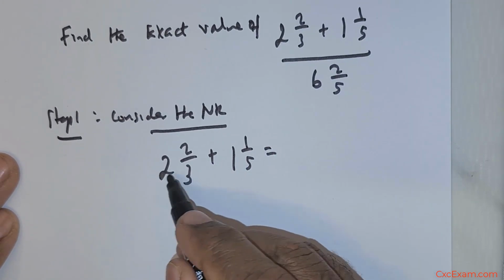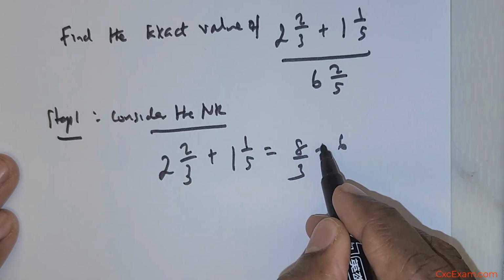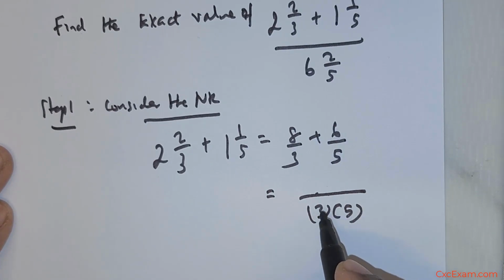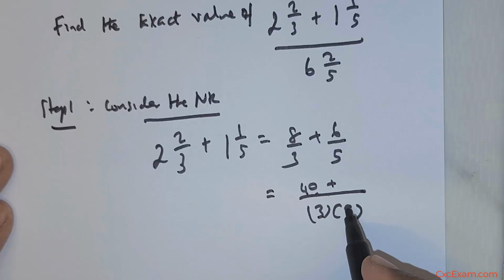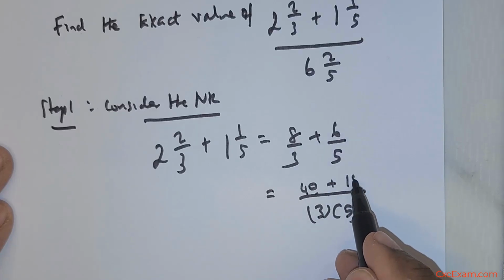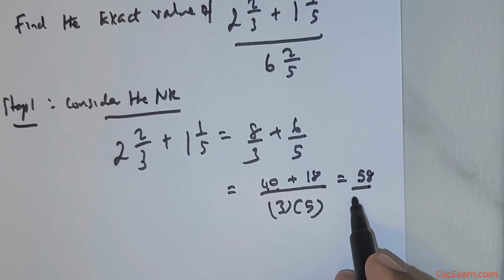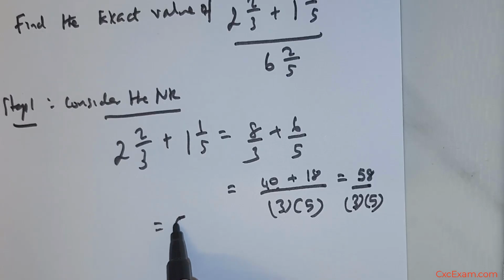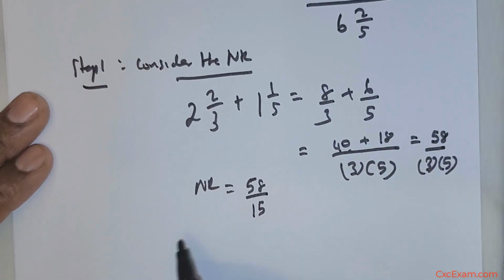Now this can be rewritten as (5 times 2 plus 3 times 1) over 15. The LCM is 3 times 5. 3 and 3 get cancelled, you get 5. 5 times 2 is 10. 5 and 5 get cancelled, you get 3. 3 times 1 is 3. 10 added with 3 would give you 13 over 15. Can I have any divisors? No. So just write it as 13 over 15. This is for the numerator.